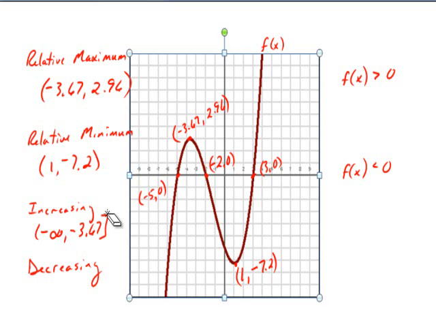Let me change this to a parenthesis. So it increases until it reaches that point of -3.67. The curve from left to right also increases from 1 to infinity. So from the point (1, -7.2), it goes upward from there, and so from x value 1 all the way to the right off to infinity, the curve is also increasing. The curve decreases when it's going downward from left to right from an x value of -3.67 to an x value of 1.